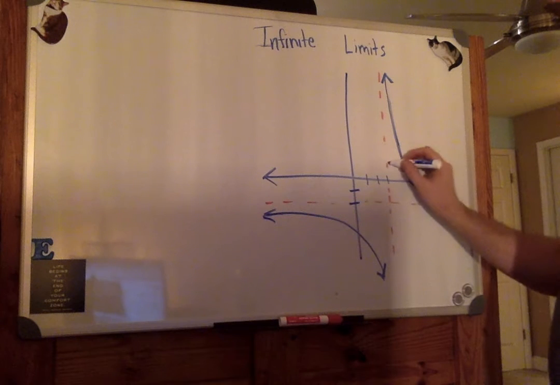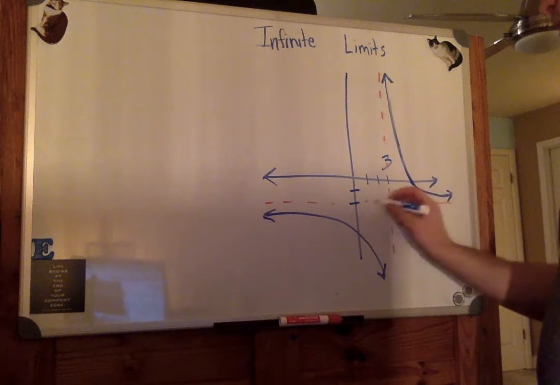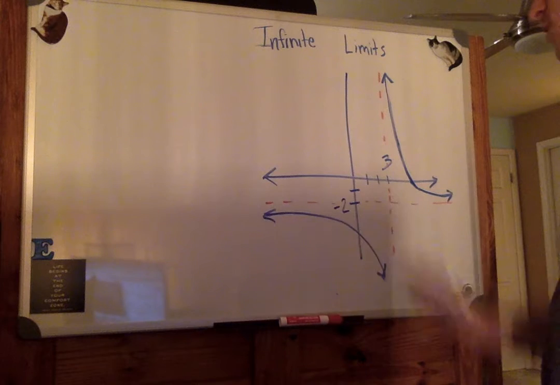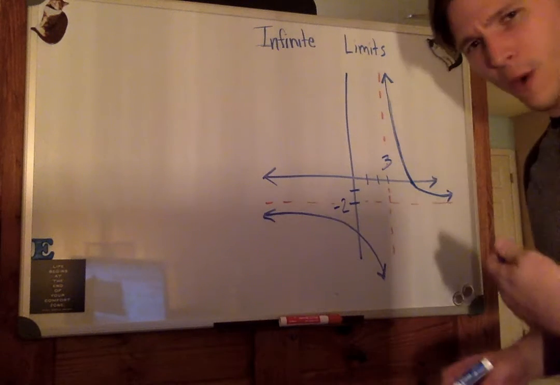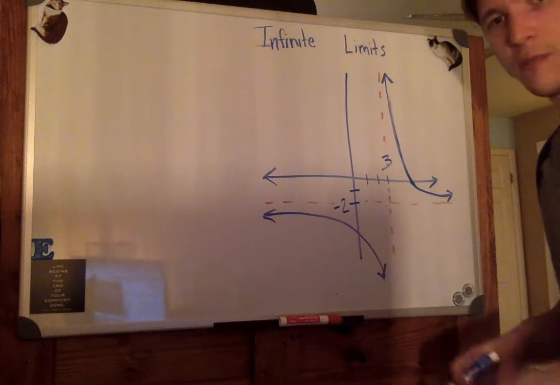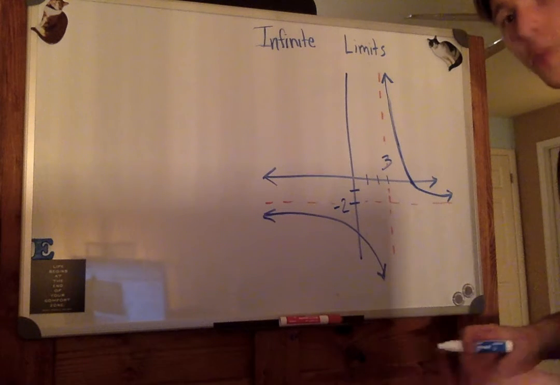You can see that it's got an asymptote right here at 3. It's also got a horizontal asymptote right here at -2. And so limits can be used to talk about this in a more precise way than we have before. We've historically just said this asymptote exists, but you can use limit notation to address the same thing.